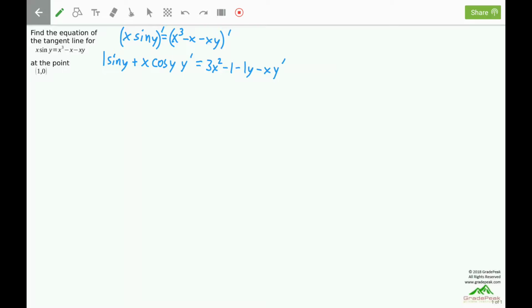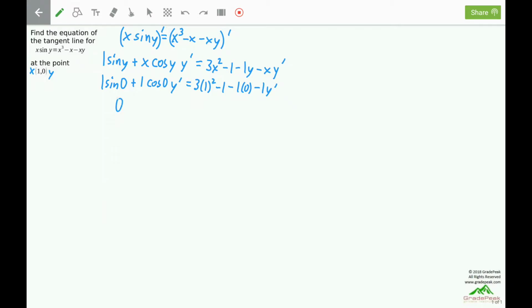We're trying to find the slope of the tangent line. We're trying to solve for y prime as a number here. Therefore, we can plug the point in now. There's no need to solve for y prime in terms of x's and y's first. So we can plug a 1 in for an x and a 0 in for a y immediately. So we have 1 sine of 0 plus 1 cosine of 0, y prime, equals 3 times 1 squared minus 1 minus 1 times 0 minus 1 times y prime.